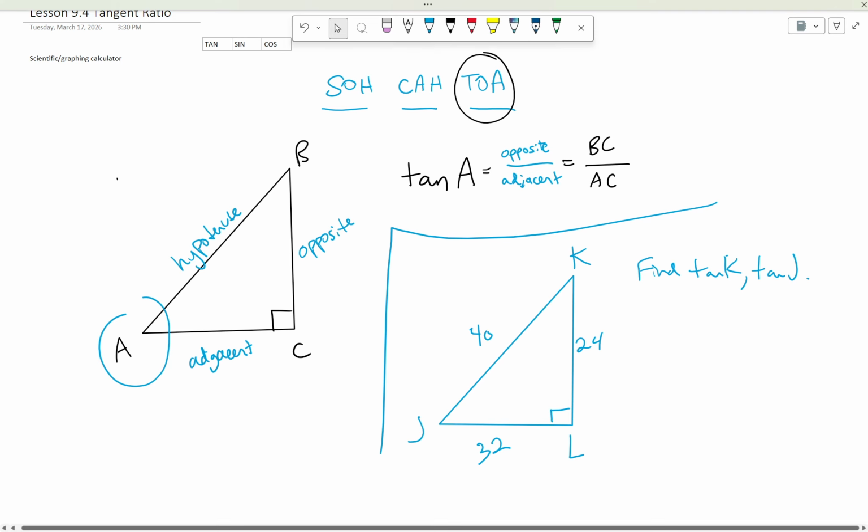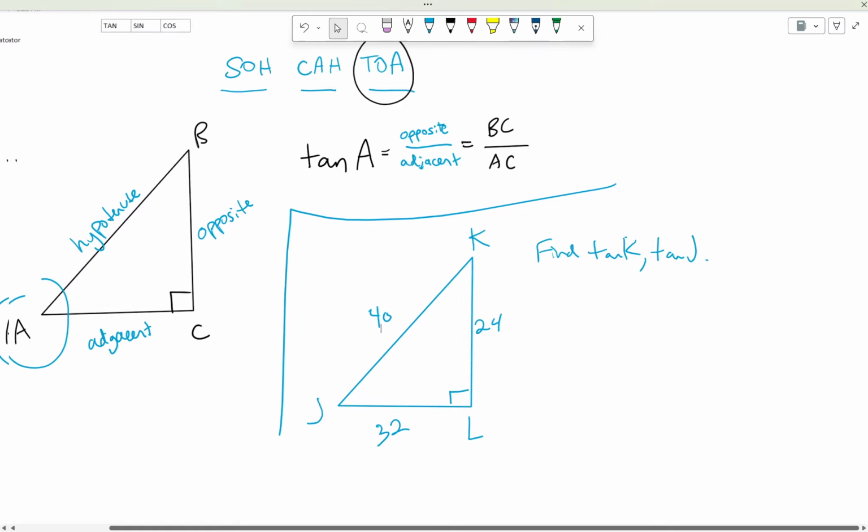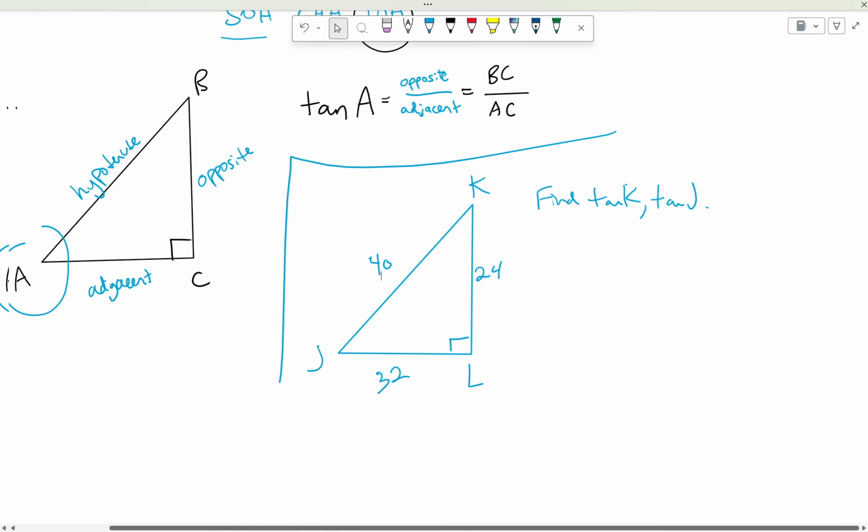Now, is that a right triangle? Well, absolutely, right? Because if I were to divide these all by 8, it would give me a 3, 4, 5 right triangle. So these are a Pythagorean triple. Okay? So these do work.